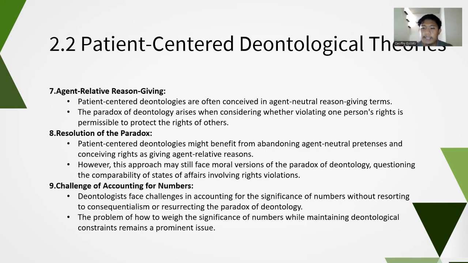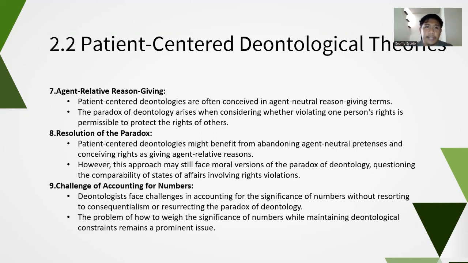So, what are the challenges of accounting for numbers? Lastly, a significant challenge for patient-centered deontologists is how to account for the significance of numbers without adopting consequentialism or reviving the paradox of deontology. This ongoing dilemma prompts a critical examination of how numerical consideration aligns with deontological constraints.